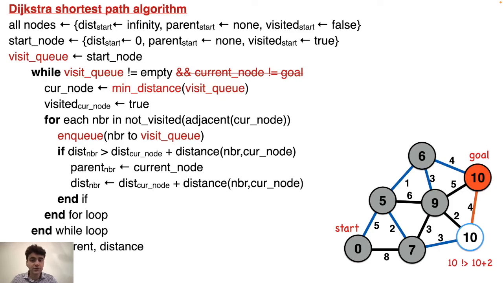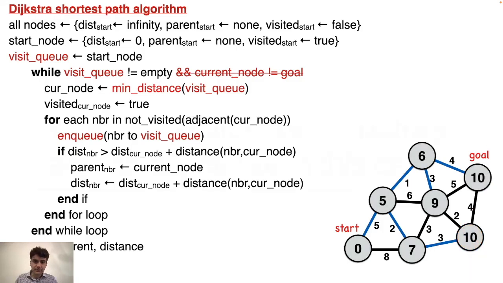And so again, at the conclusion of Dijkstra's algorithm, it would be able to return not only the path that reaches the goal node, but also the expected distance, which with Dijkstra's algorithm is guaranteed to be the minimum possible distance for traversing from the start position to the goal position.